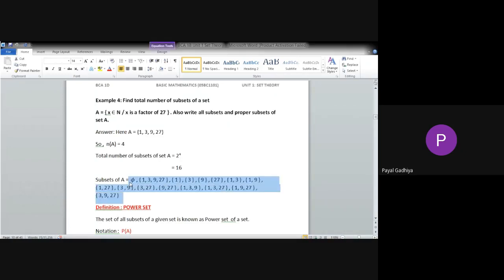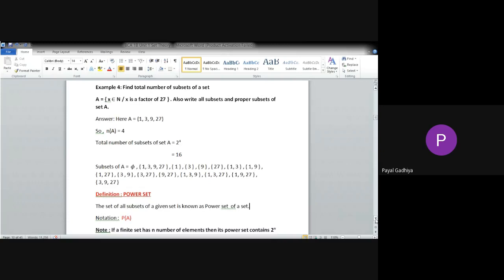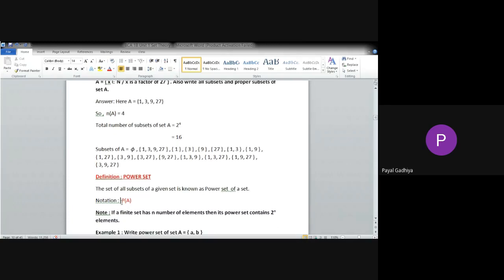Okay, so these sets are subsets of set A, right? Now, if I want to make a set of it, I have to put curly brackets on both sides, and this will be the power set of A. You have to make a collection of all the subsets, and the subsets will be elements of that main set, the power set. So whatever subsets we get, we collect all of them and put them in one set, and that set will be the power set. The notation P of A is the notation of power set.